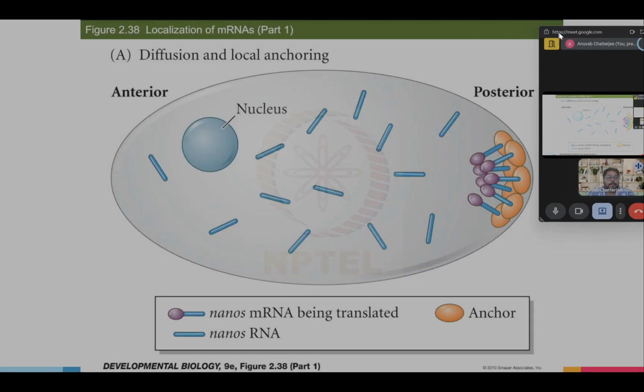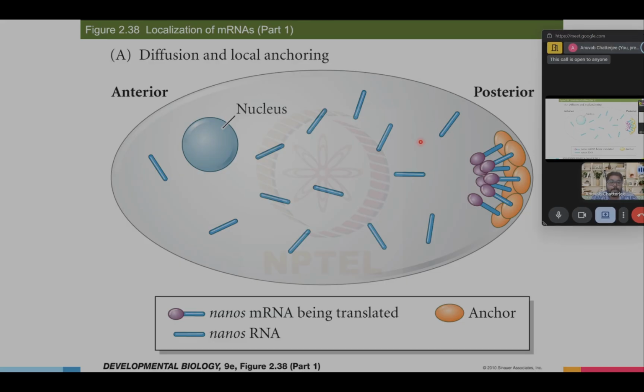And the other thing that we are looking at is localization of mRNAs. So we are taking the example of nanos. Nanos mRNA is present in the Drosophila oocyte and is involved in symmetry breaking. So it determines which side will be anterior and which side will be posterior. And how does it work?